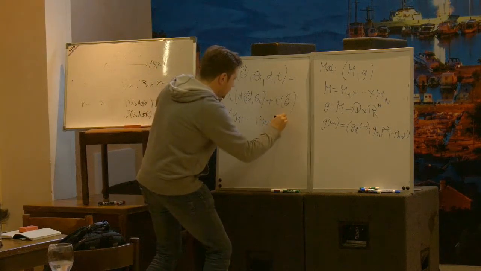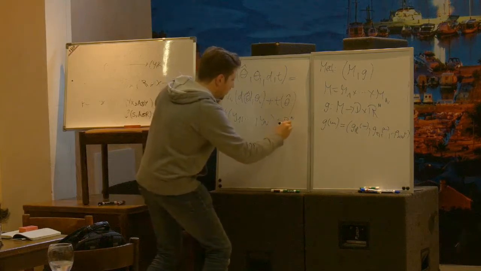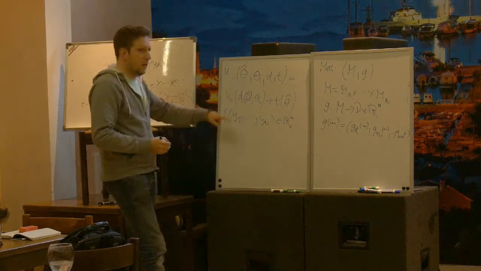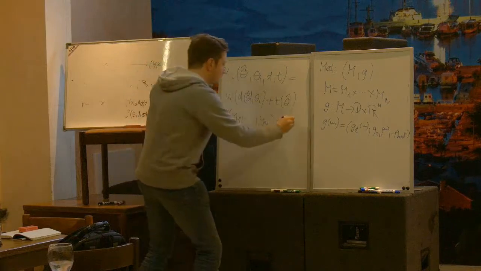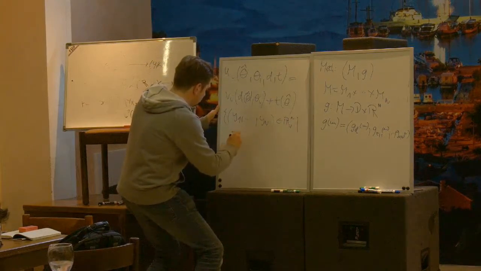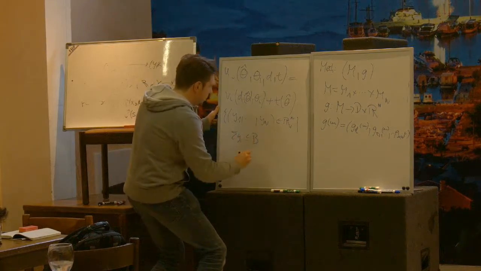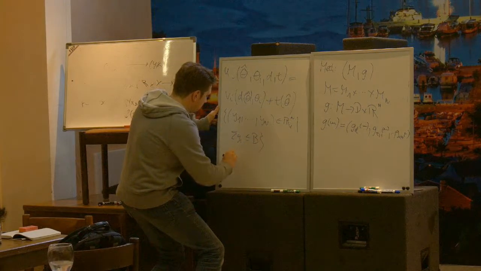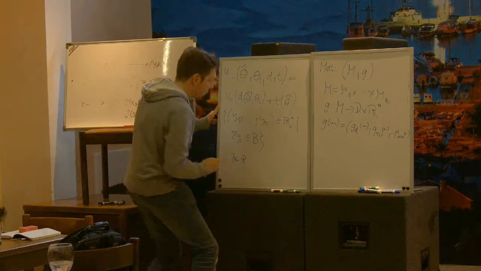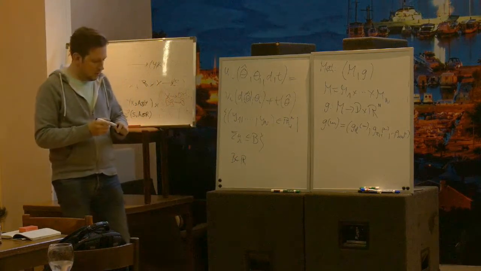This is an element of Rn plus, so it will be only positive. You can't assign negative tokens. And the condition is that the sum of the y's is smaller or equal to the budget that you fix ex ante, and the budget is just an element of R. That would basically be the formalization of it.